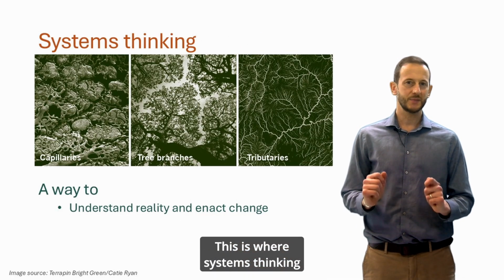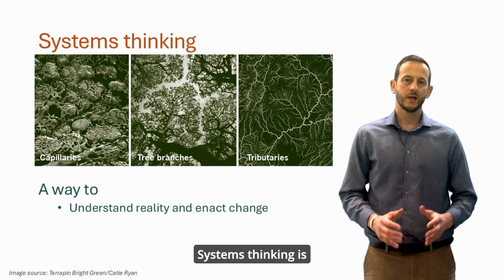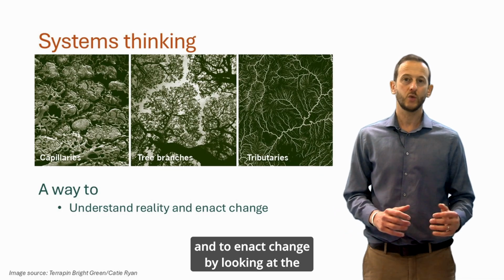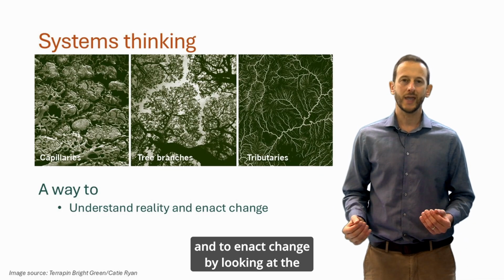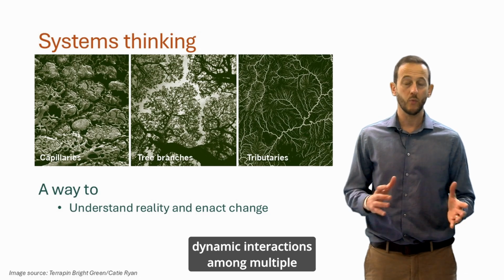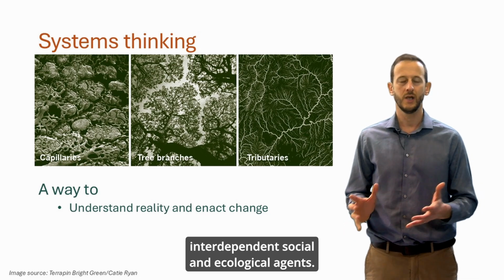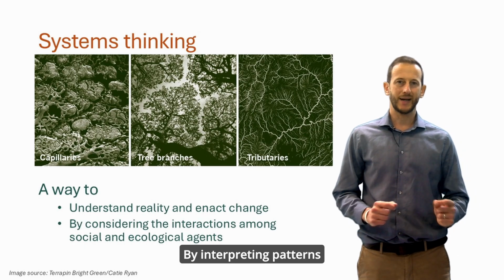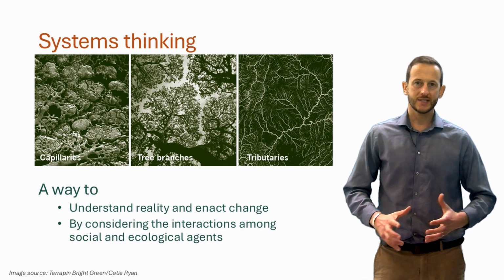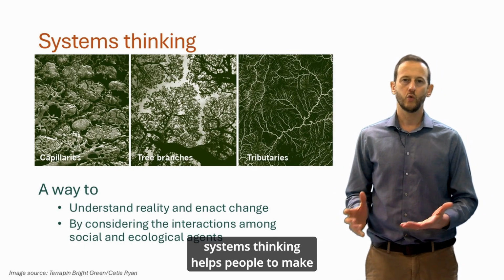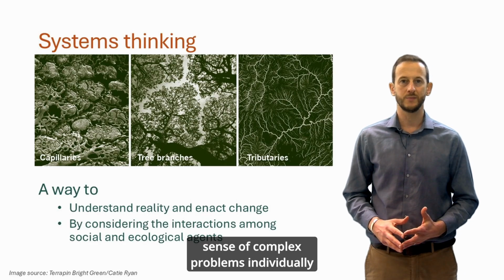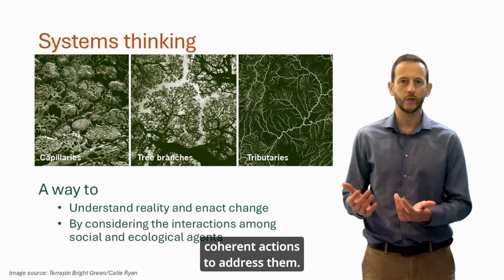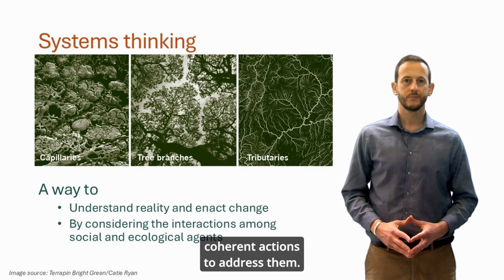This is where systems thinking comes in. Systems thinking is a way of understanding reality and to enact change by looking at the dynamic interactions among multiple interdependent social and ecological agents. By interpreting patterns of interaction and change, systems thinking helps people to make sense of complex problems individually or collectively and build coordinated, coherent actions to address them.